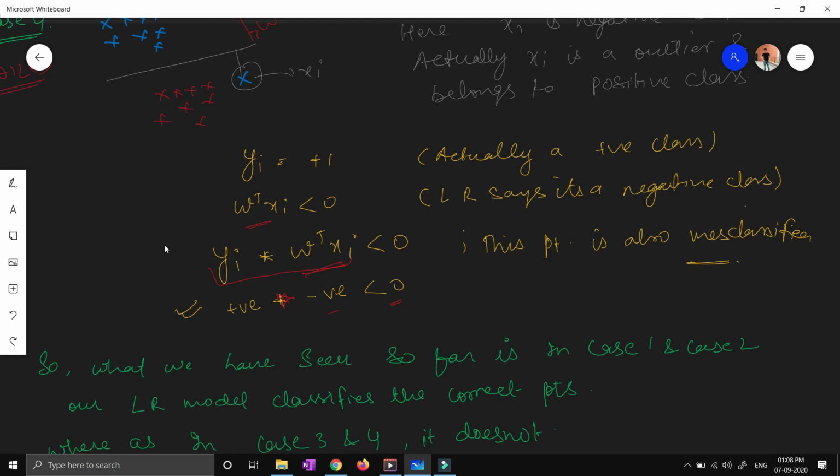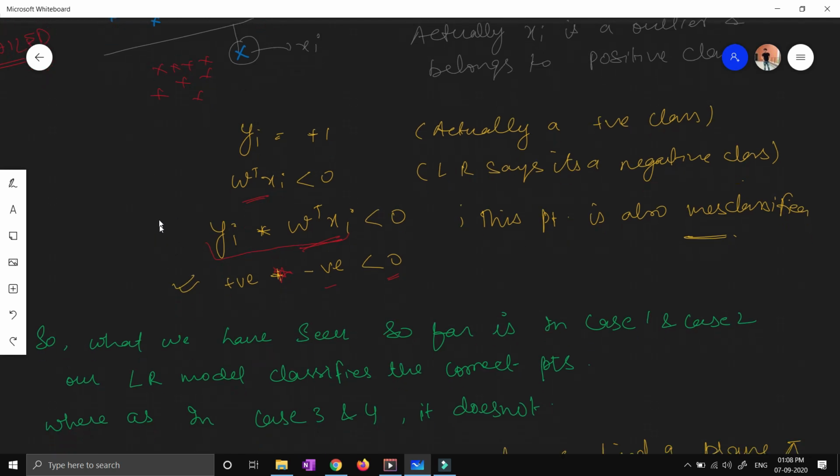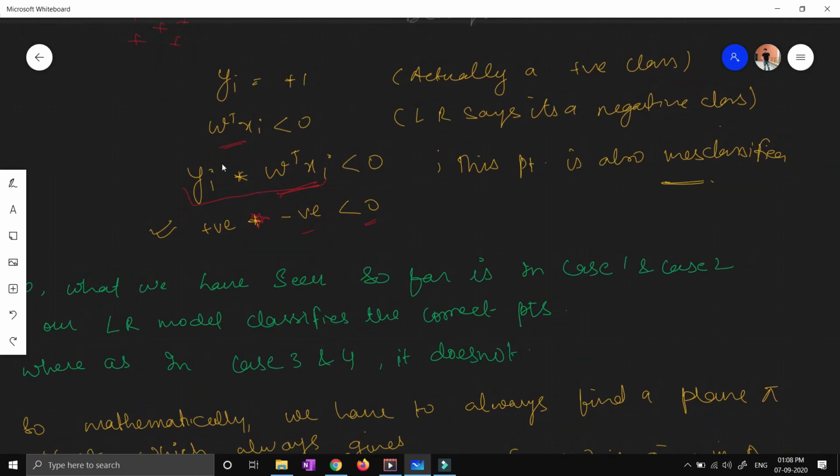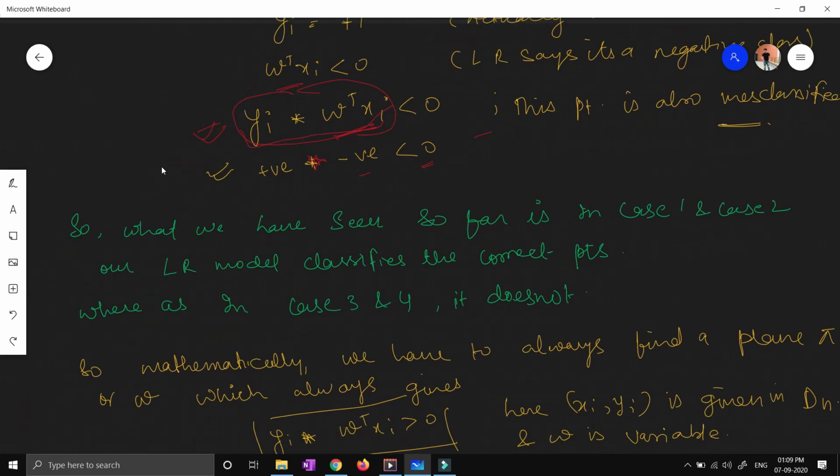It is not giving me the correct results. So always remember, if this particular term is greater than 0, it means my data points or my plane is correct. If this particular term is less than 0 or negative, then it is a misclassification and my logistic regression is bad. Always remember this. So we have to remember this particular term. So our target will be, you can see over here that I have written some stuff.